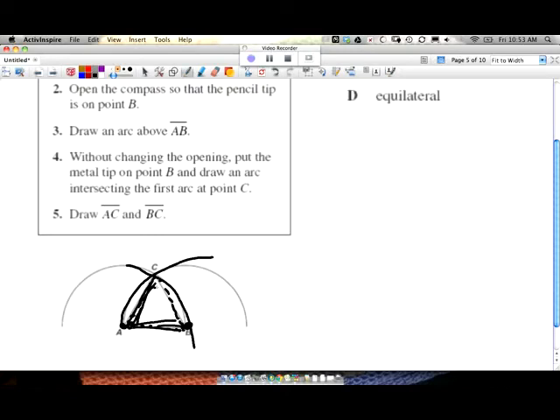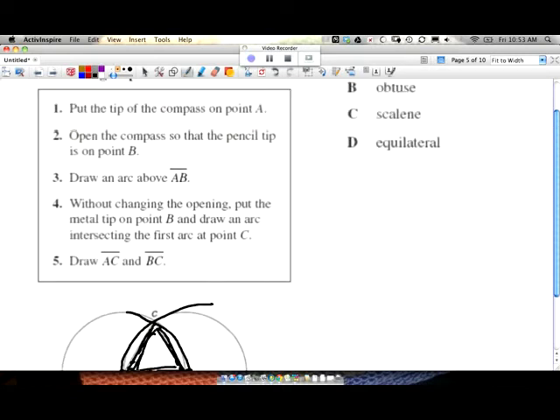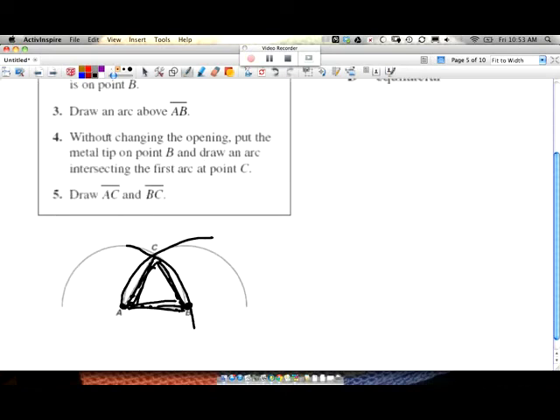Well, if these 2 circles have the same radius, which is implied here, let's see, without changing the openings. So that means the 2 circles are the same. Then that means that this radius is equal to this radius.